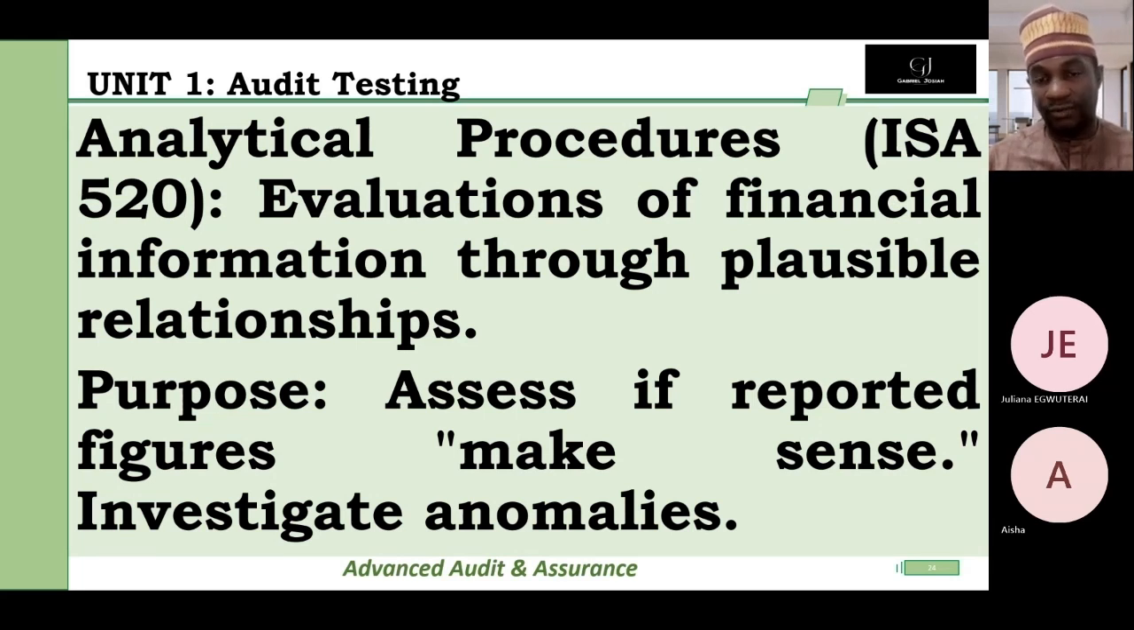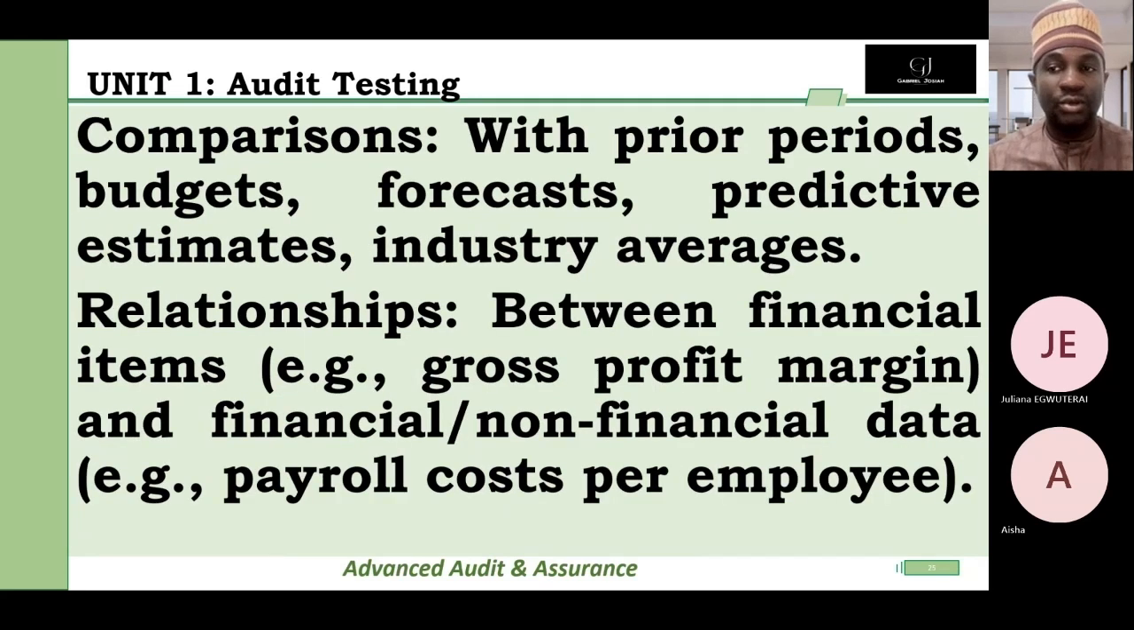And that involves evaluation of financial information through plausible relationships. Look at the movements. What are the causes of those dichotomies? And what's the purpose? It is to assess if reported figures make sense. If those figures they report make sense, fine. If they don't, your professional skepticism should come in. That's the purpose of the analytical procedures. And if it doesn't, please investigate anomalies, flag it to management, what is happening. So you also compare with prior periods, budget, forecasts, predictive estimates, industry averages, and you are doing this comparison to see what has happened in the past, what is happening currently, and also what could happen in the future.